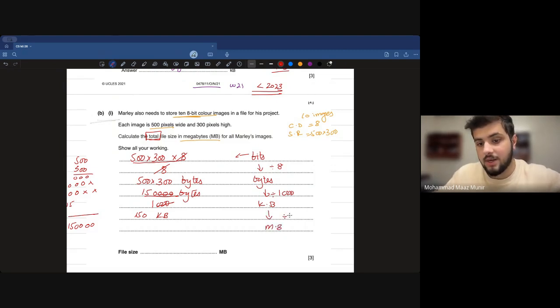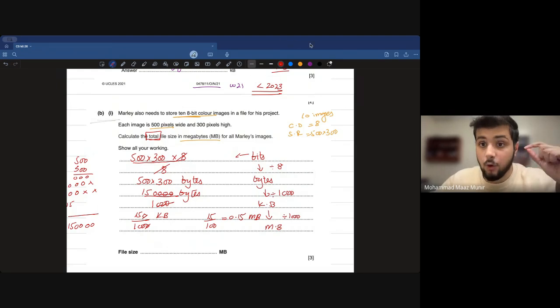So when you divide this again by 1000, you're going to see that 150 divided by 1000 is basically 0.15, and now 0.15 MB is basically the file size for one image, for a single image. But because the examiner asked us to give the file size for 10 images, we now need to multiply this 0.15 by 10 too. So my final answer is going to be 1.5 MB. To be precise, this is my final answer.